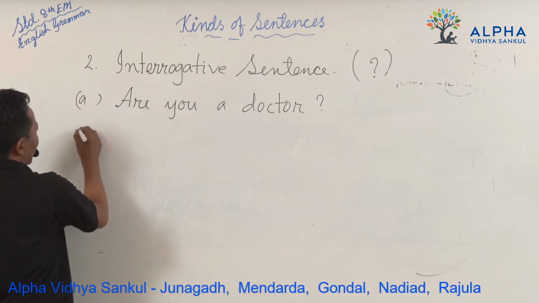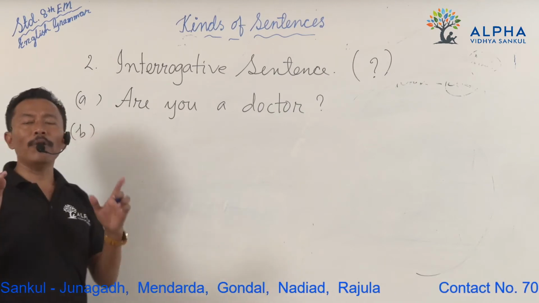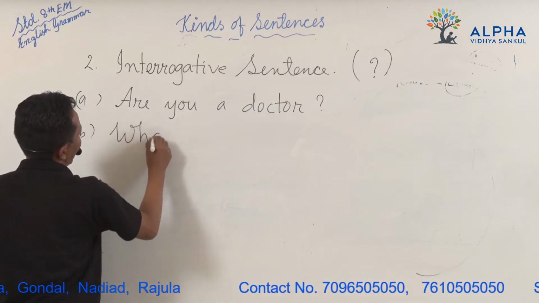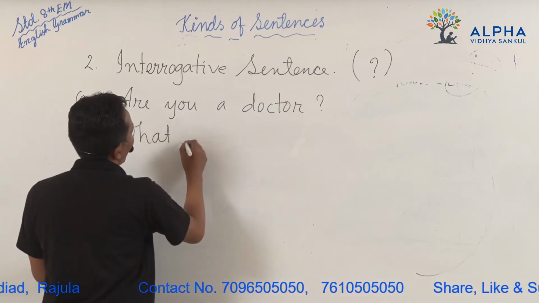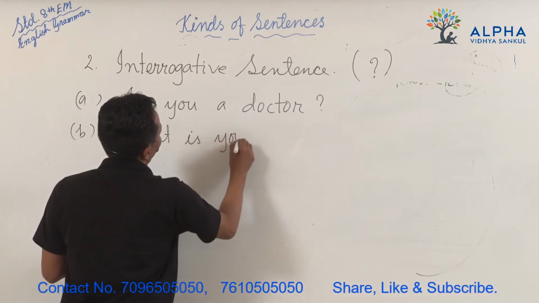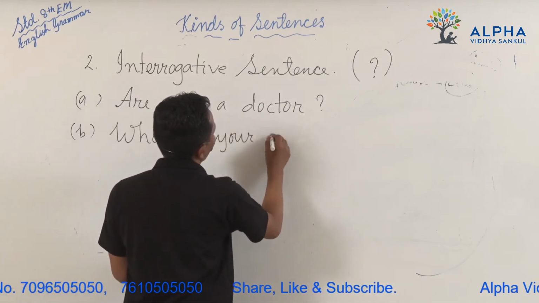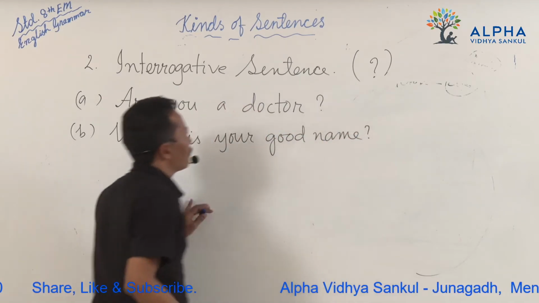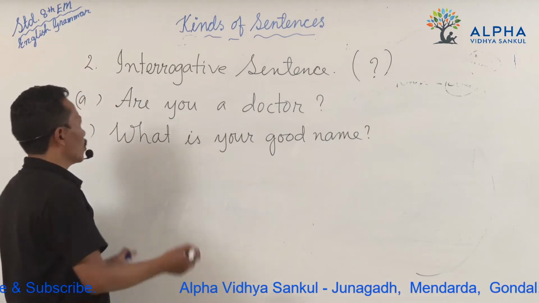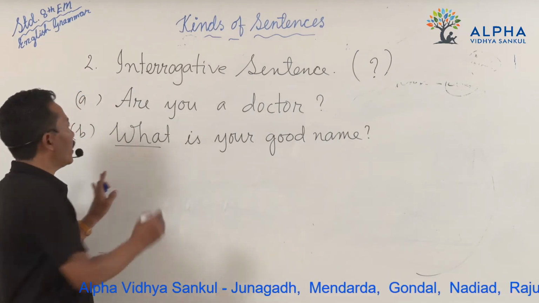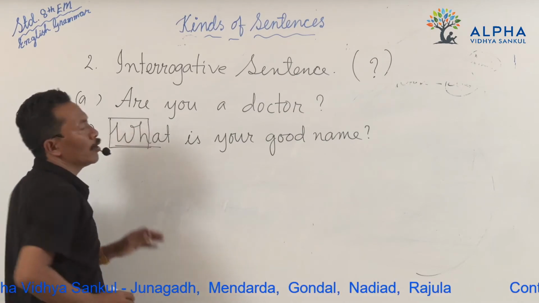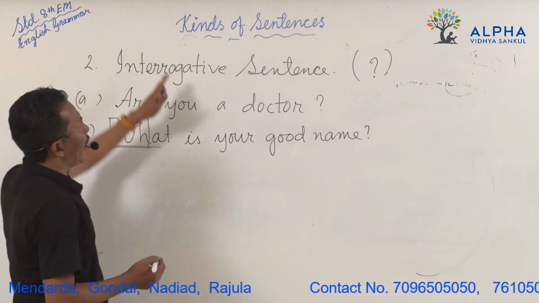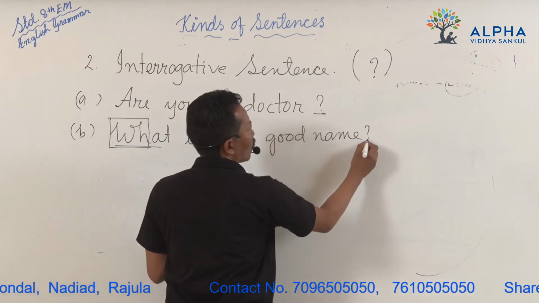The next is a different one, using WH question words. The WH question word, we can say, what's your good name? Then this is asking a question. So here this type of question is called what? WH question, by using what, when, where, and how. And so at the end of the sentence, what? The question mark will be there.